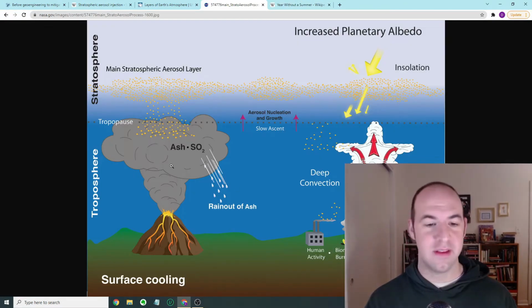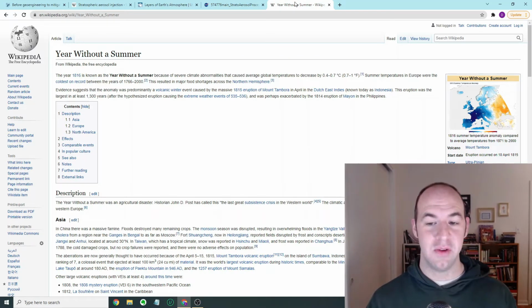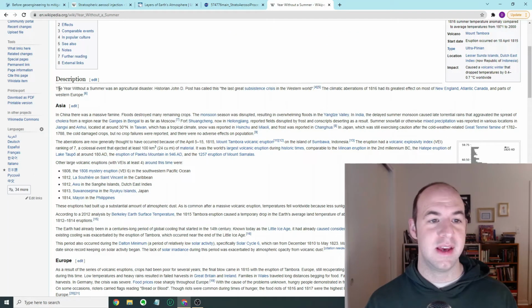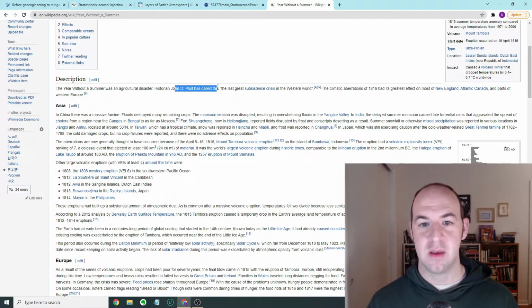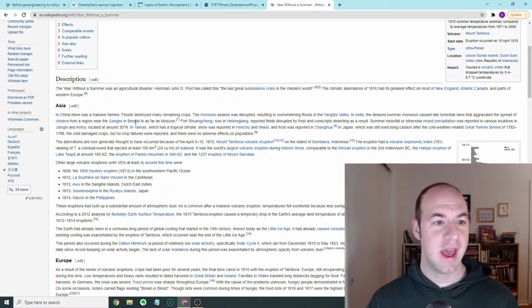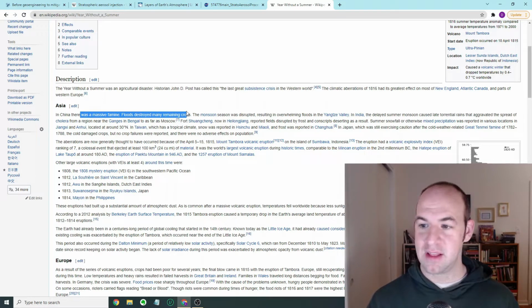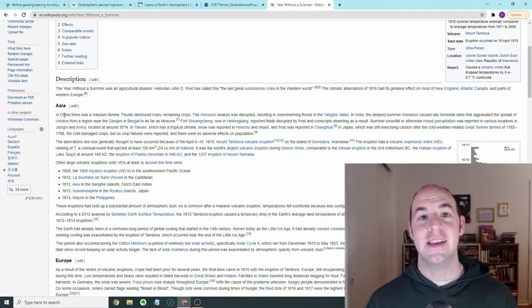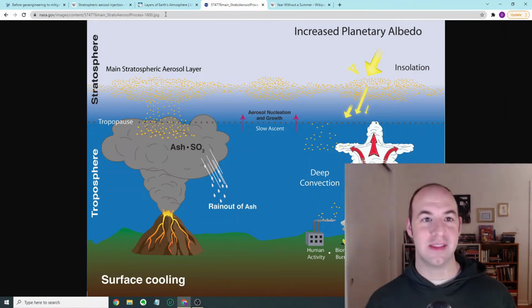And basically, it would be due to this effect here. This large volcanic cloud of ash and sulfur dioxide has basically a couple of different mechanisms for global cooling. One is just the ash cloud itself, and then there's this stratospheric aerosol layer, which presumably really enhanced it. It was, according to Wikipedia, a huge agricultural disaster. Historian John D. Post has called this the last great subsistence crisis in the Western world. And in China, there was a massive famine, floods destroyed many remaining crops, and basically there was a lot of death and devastation. So the idea that we could maybe overcorrect is something to really pay attention to.